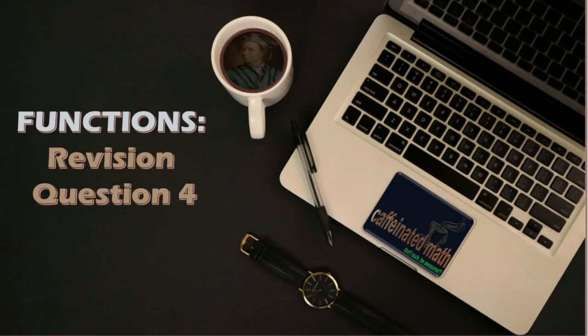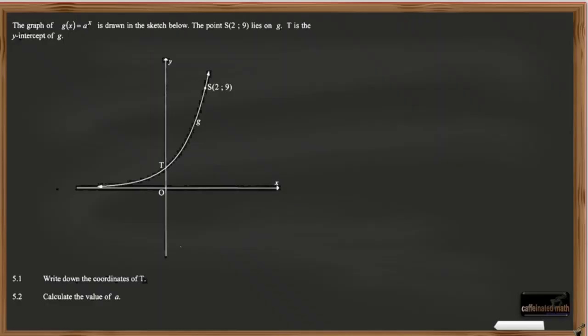Division question 4. Let's have a look at it. Here we have an exponential graph, g of x being equal to a to the power x. And we have a point S with x coordinate 2 and y coordinate 9, which lies on g. T being the y-intercept of g, which is right over there. Write down the coordinates of T.